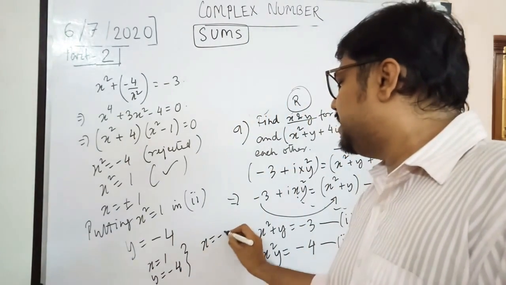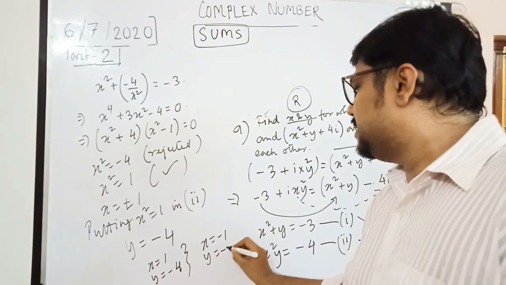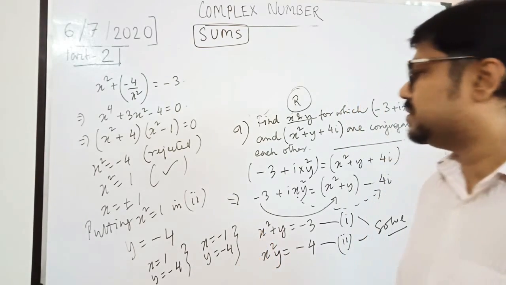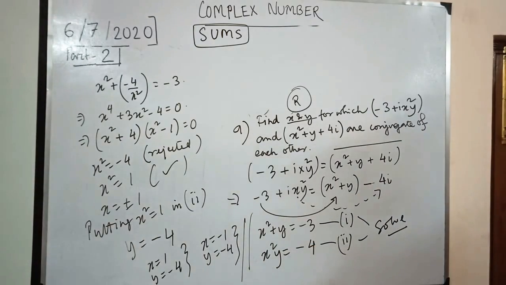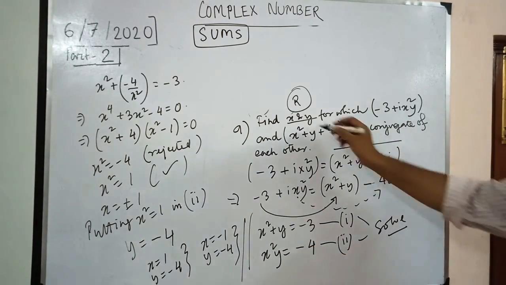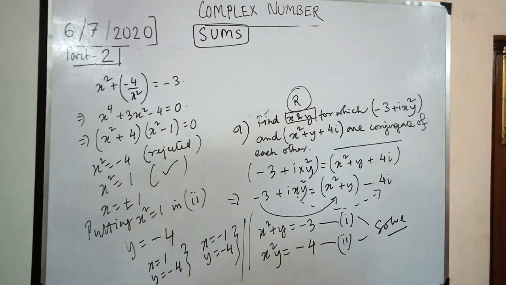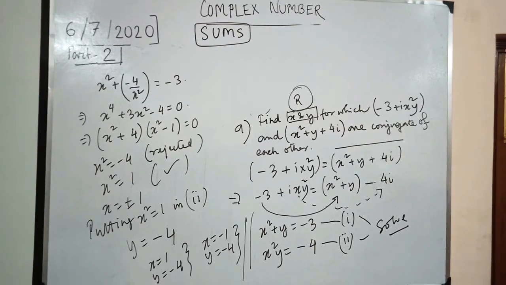Or x is minus 1, y is minus 4. So this is the second value. So these are the solutions or the answers of the sum. So we are finding out real values of x and y, that is given in the question. So this is number 9. Let us do the next sum.